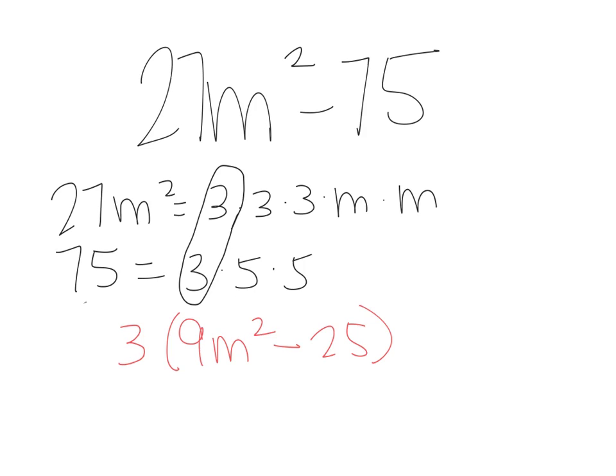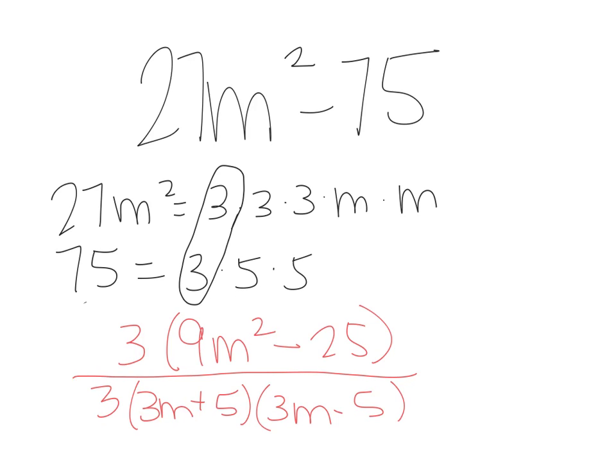All right, square root of 9 is 3. So you're going to say 3. You're going to do 3m and 3m. For 25, you're going to do 5 and 5. Remember, those always have to look the same for difference of squares, except one's positive and one's negative. And again, I'm done.